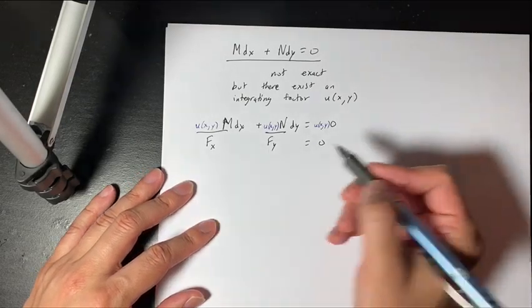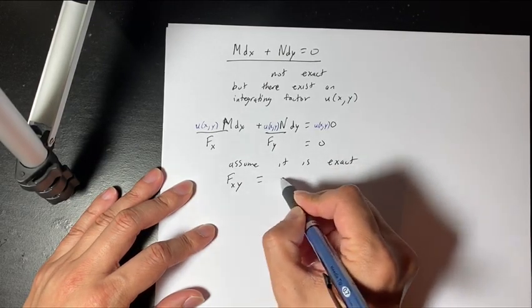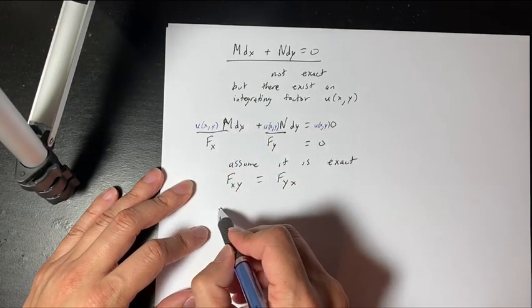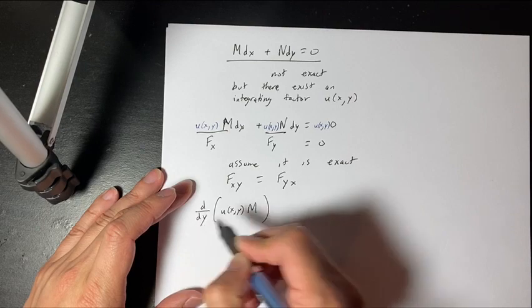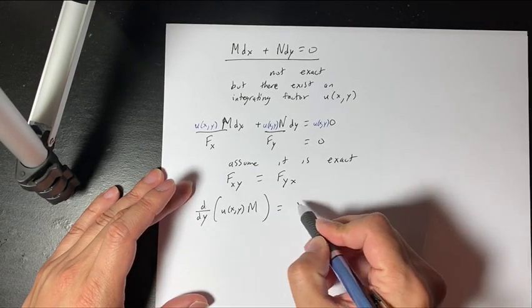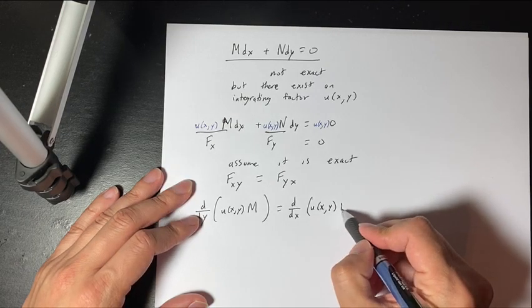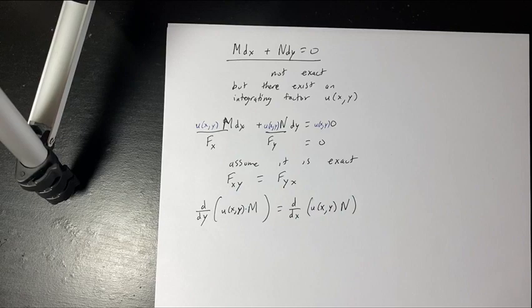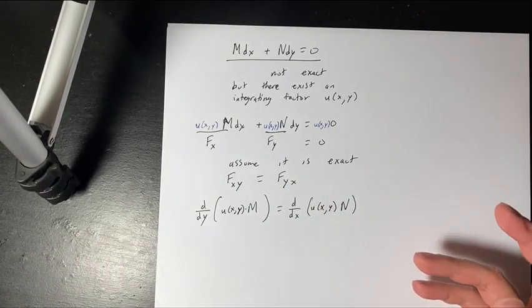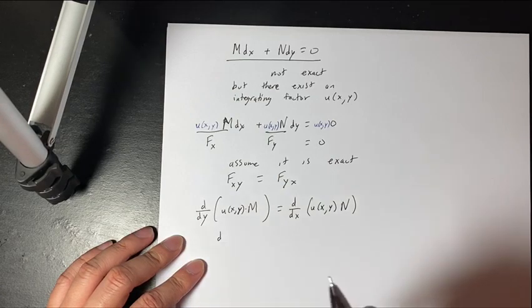And we're going to check that it's exact, assuming it is exact, which means that the partial of M with respect to y should be equal to the partial of N with respect to x. So if I take the left side, which is u of x, y times M, and I differentiate that with respect to y, this is going to be equal to differentiating the right side with respect to x. Now this is a product rule.